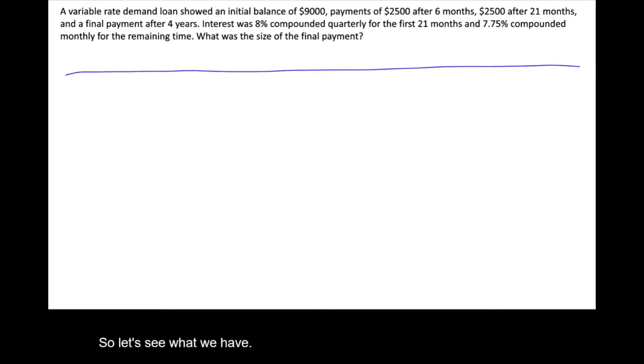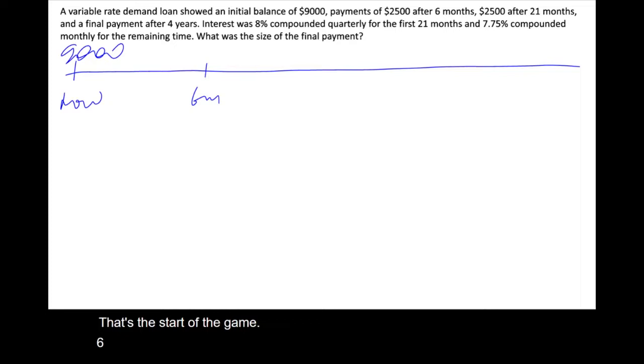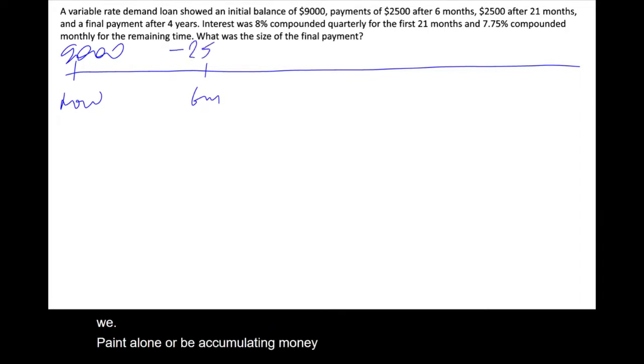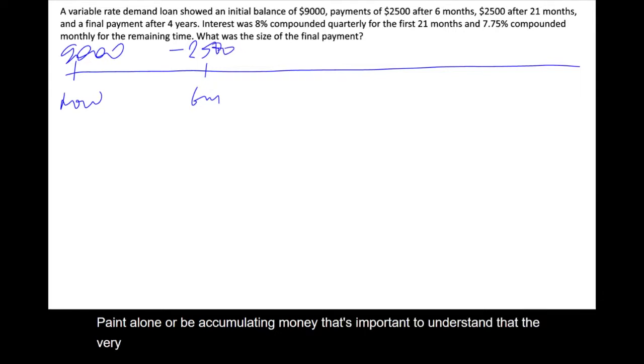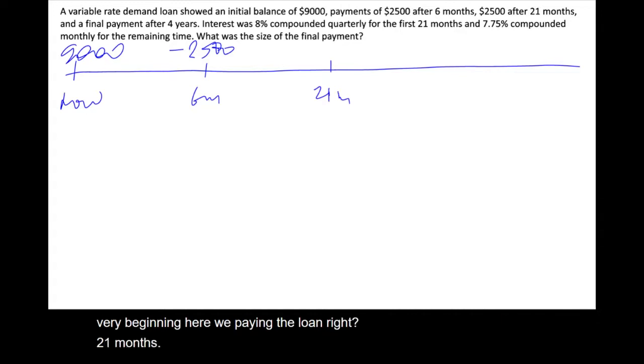Okay, so let's see what we have. So 9,000 balance. That's the start of the game. 6 months. And guys, we have to clearly understand what is happening. So are we paying the loan or are we accumulating money? That's important to understand at the very beginning. Here we are paying the loan, right? 21 months, 2,500. Okay, final payment 4 years.